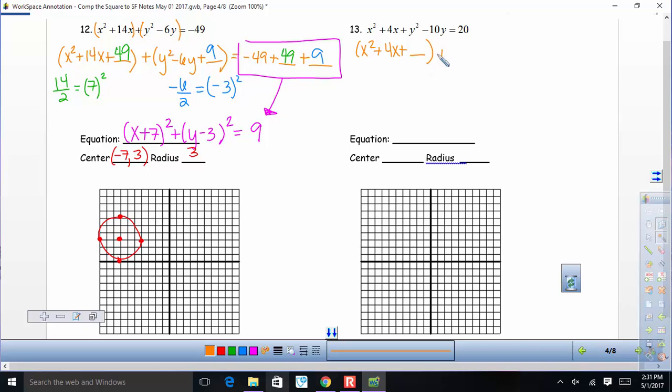Okay. Then I put plus, what would the y look like? Y squared minus 10y plus blank. Okay. Equals 20. Plus blank plus blank. We need 2 since we have 2 here. Okay. So to find the x, what would we do here?